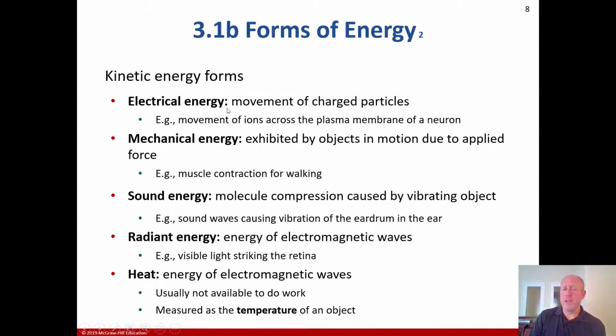Kinetic energy forms. Electrical energy is the movement of charged particles, an example being the movement of ions across the plasma membrane of a neuron. Okay, a lot of brain activity, right? Would be a great example of that too.